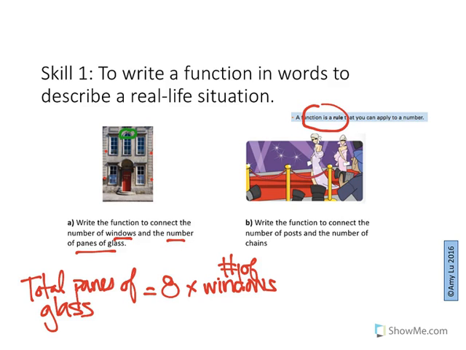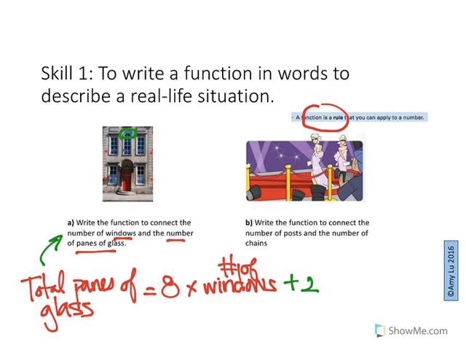You also have to add 2 every time, because if we do follow this formula, this function, 8 times 5, 1, 2, 3, 4, 5, gives us 40 panes of glass. And if you count, there are 40 panes plus 2 more. So it's actually 42. So this is how you write a function, because this describes the situation.